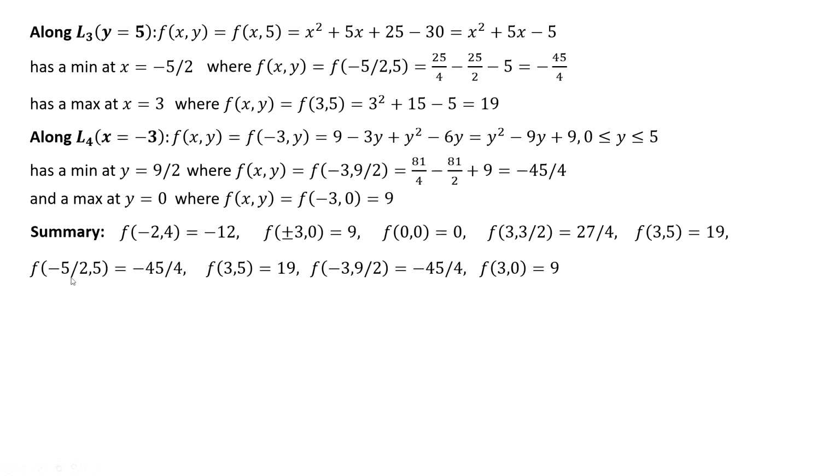Do you agree? Had this been -48/4, then that would have been -12. But since this is less, -45/4, it's about -11.25. -12 is less than -11.25. So the smallest value of this function is -12.